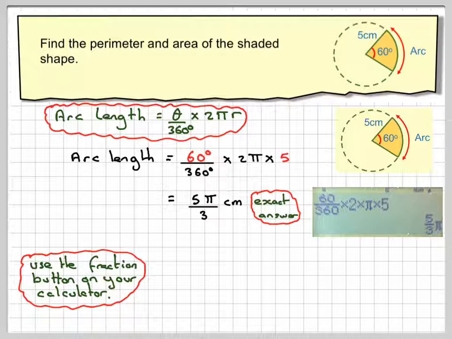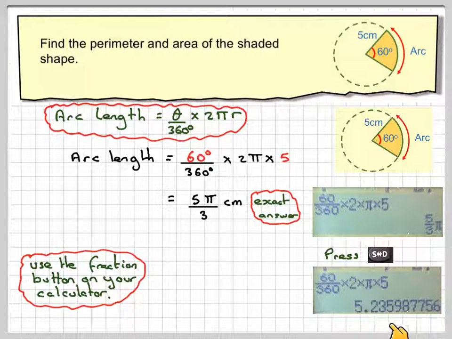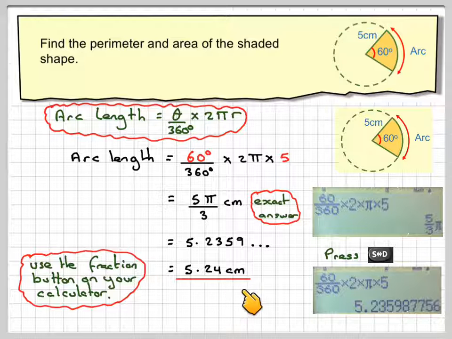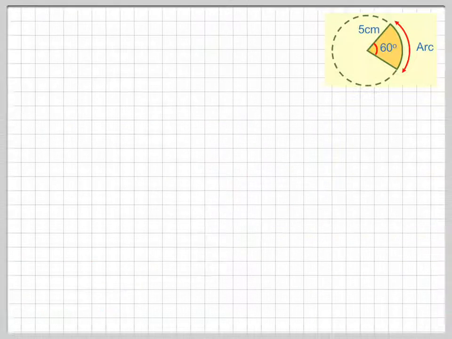If we want the decimal equivalent, which is probably what's normally required at IGCSE, you have to press this button on your calculator, S to D, and that will convert that into the decimal equivalent. So it's going to be 5.2359, which is 5.24 centimeters to 3 significant figures.